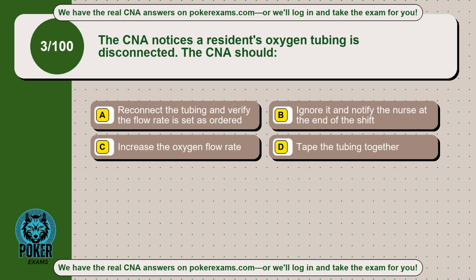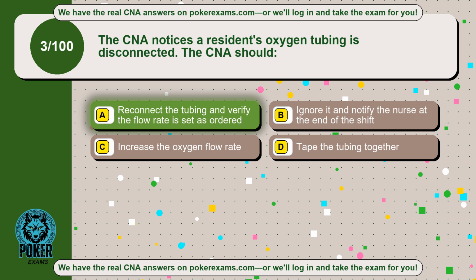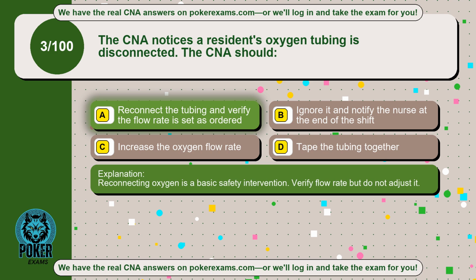Question 3. The CNA notices a resident's oxygen tubing is disconnected. The CNA should: Option A, reconnect the tubing and verify the flow rate is set as ordered. Option B, ignore it and notify the nurse at the end of the shift. Option C, increase the oxygen flow rate. Option D, tape the tubing together. The correct answer is option A. Reconnect the tubing and verify the flow rate is set as ordered. Reconnecting oxygen is a basic safety intervention. Verify flow rate but do not adjust it.